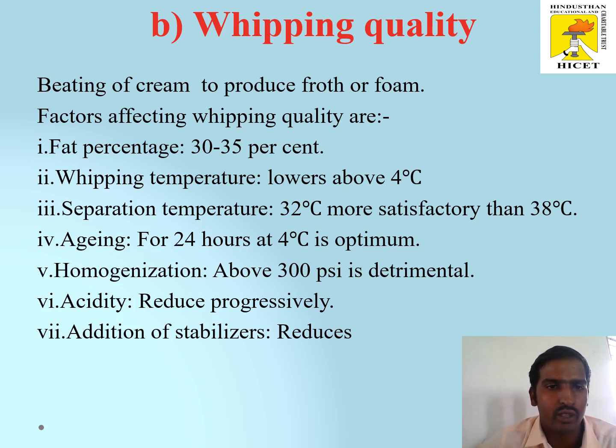And whipping temperature: whipping can take place at less than 4 degrees Celsius. And separation temperature: the satisfactory level is 32 degrees Celsius. And aging, holding the cream for several hours, that is 24 hours at 4 degrees Celsius, which is the optimum temperature for holding. And homogenization, at 300 psi, gives uniform fat globules. You have to fix that also to obtain a good quality whipped cream. And acidity, which reduces progressively. And the addition of stabilizers reduces the whipping of the cream.